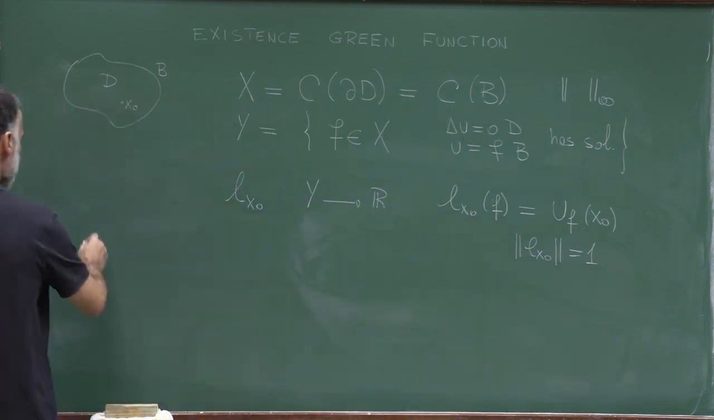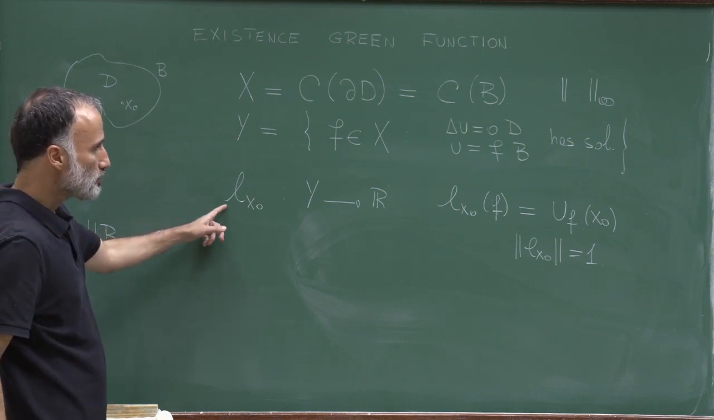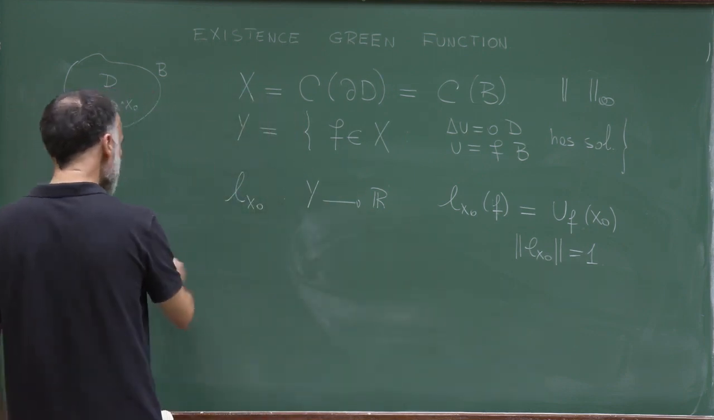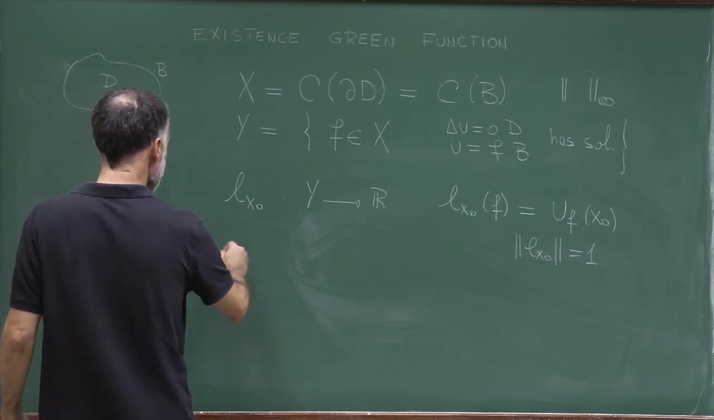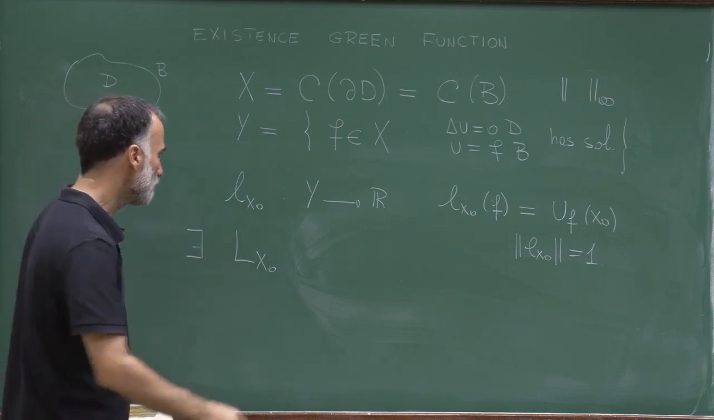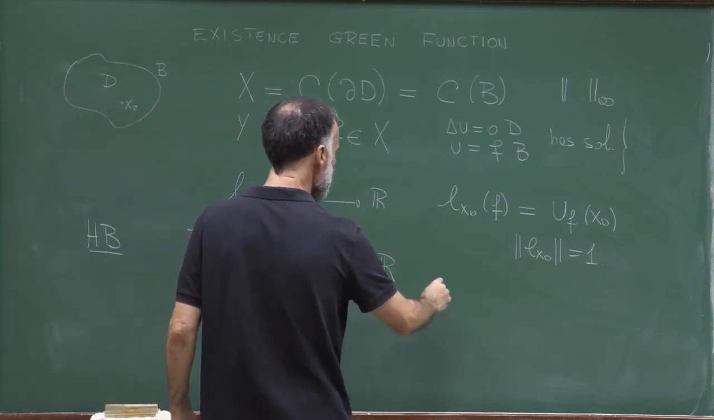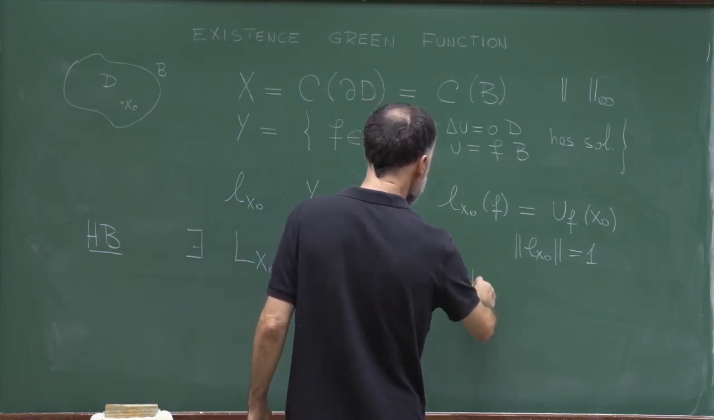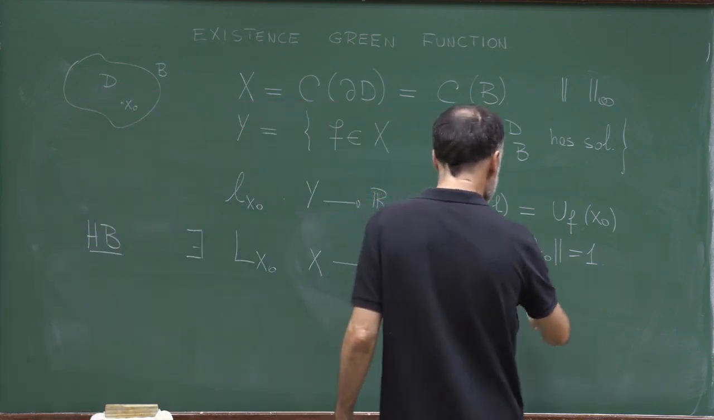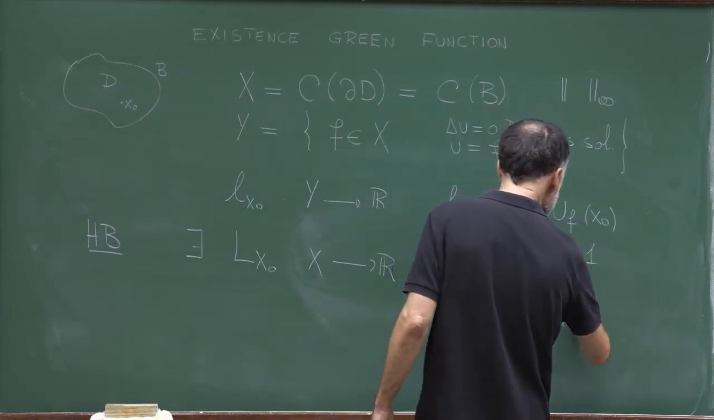And now we will apply the Hahn-Banach theorem to extend this bounded linear functional to the whole space X. So Hahn-Banach tells me that there exists a linear functional, which I will represent by capital L, from X to R. So this is a bounded linear functional, and its norm is equal to the norm of small l, so this is 1.